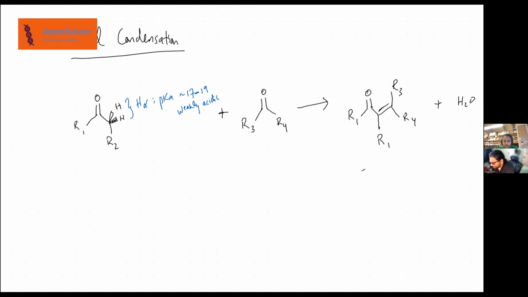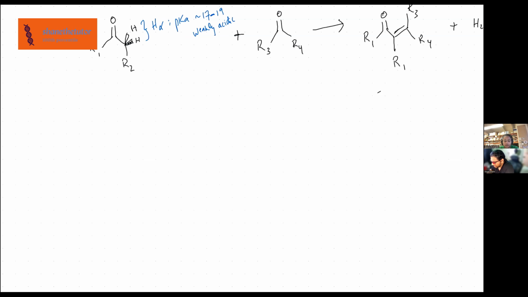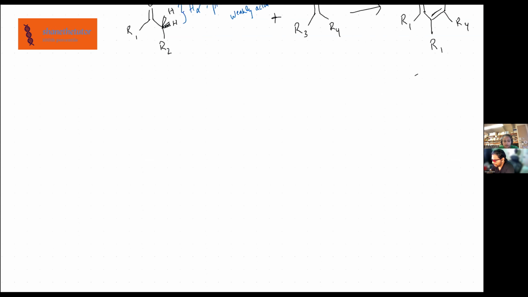Okay, so I'm going to draw the mechanism underneath. So I'll do the base. You could also use an acid to catalyze this, but I'll draw the base one first because that's usually what happens. So let's say we have something like this.